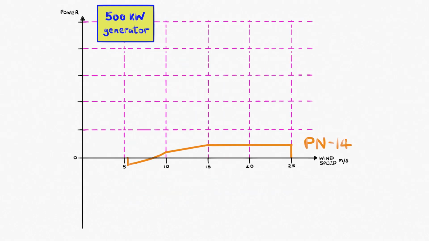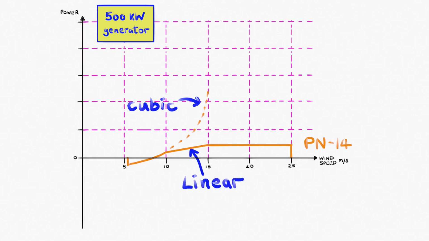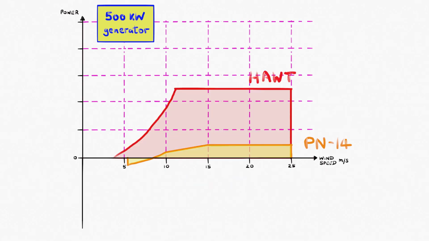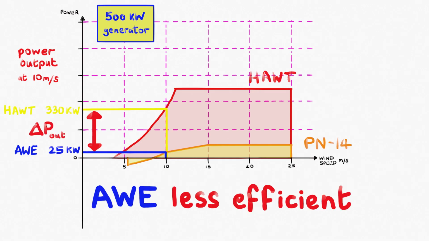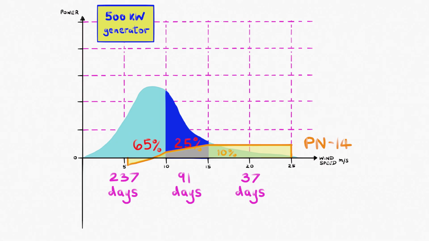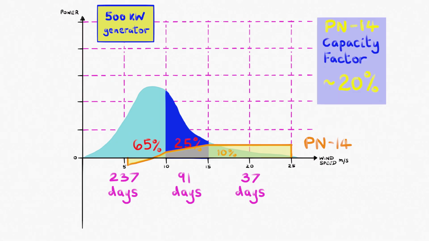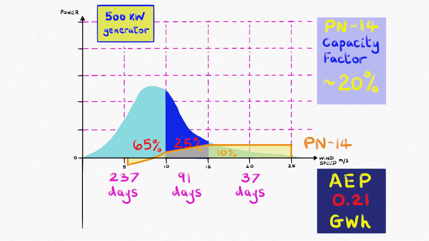The SkySails yo-yo kite system reels out the tether in figure 8 loops to generate power, then reels the kite back in and repeats the cycle. With the same size generator, the SkySails system produces less power than a conventional wind turbine in the same wind. The later cut-in lowers the capacity factor and combines to lower the annual energy production.